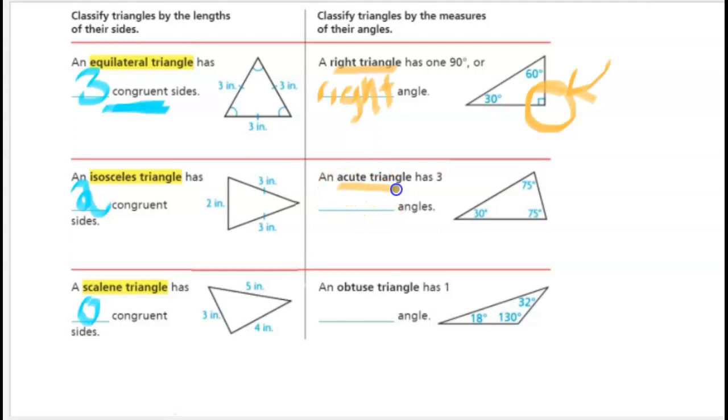We go down here. We have an acute triangle. Now this one's a little bit different. In an acute triangle, all three angles are acute. It has no 90-degree angles. So an acute triangle has three angles that are acute.